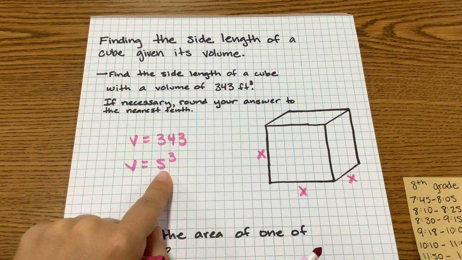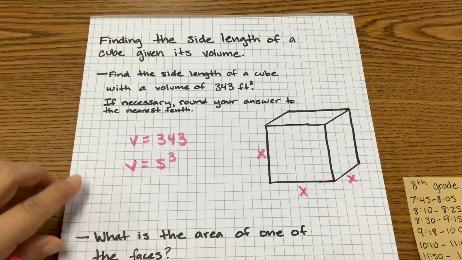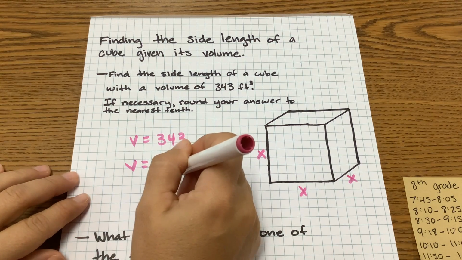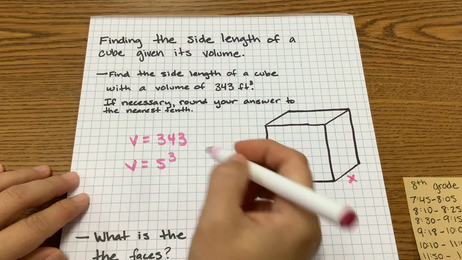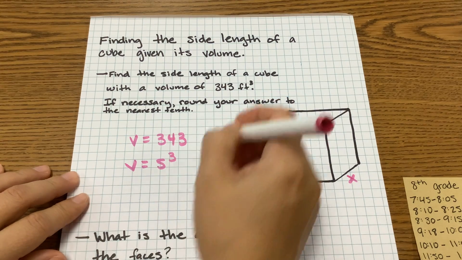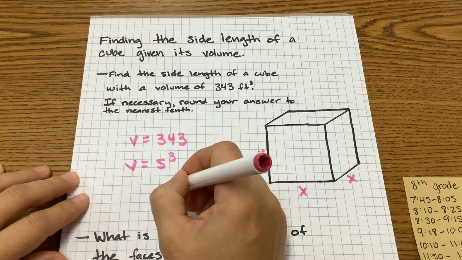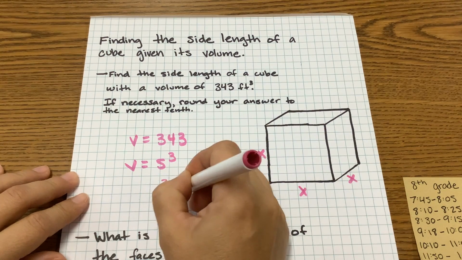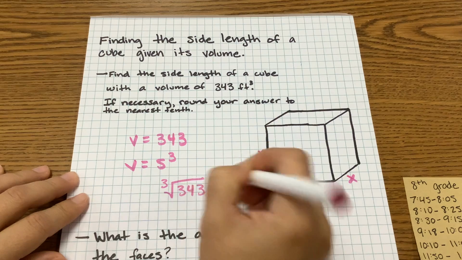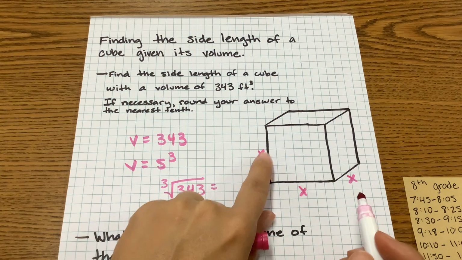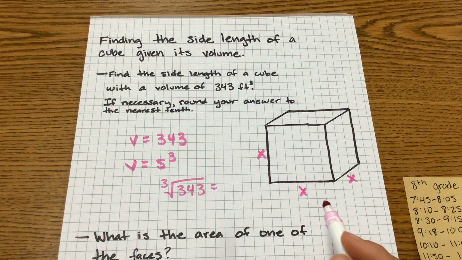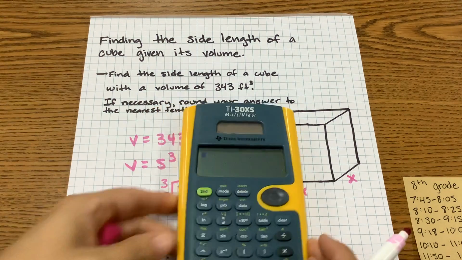The inverse operation of cubing a value is to do what? Is it square root or cube root? Cube root. So we would cube root that value. So we are going to take the cube root of 343. So the cube root of 343 will tell us what one side length is. So find out what that cube root of 343 is.